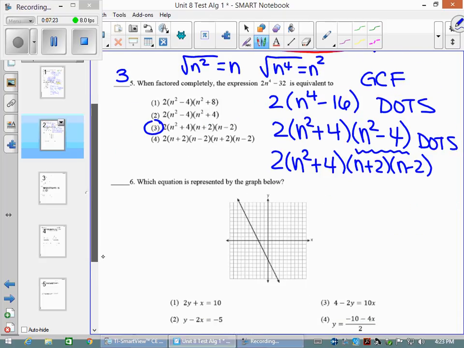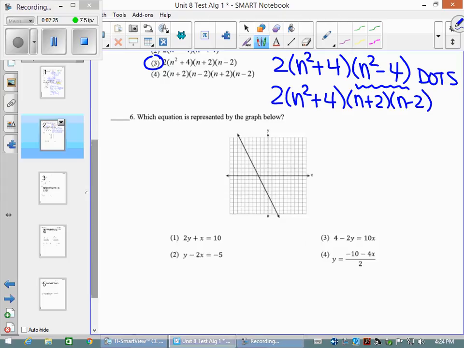Question 6 is asking us which equation is represented by the graph below. So I have a linear function, so I'm reminding myself that y equals mx plus b is the standard form of a linear function. Here is my y-intercept, and it's down at -5. And then I want to look to see my slope. I can see it's going in a negative direction. And it's appearing to go down 2 over 1, down 2 over 1, or up 2, left 1, up 2, left 1. So my slope is -2.